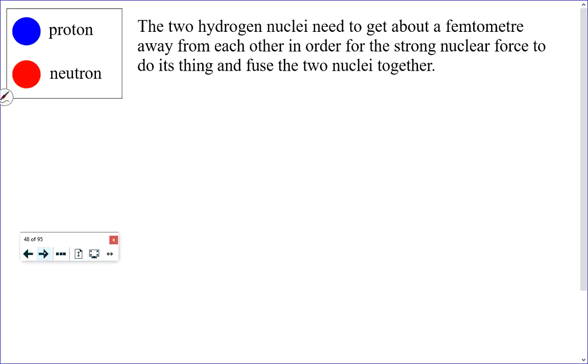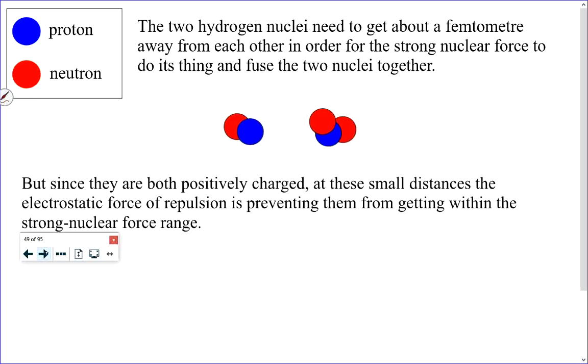Why do you suppose it's difficult for us to get hydrogen to fuse? The hint is kind of up there. They need to get within a femtometer for the strong nuclear force to attract them. But right now they're positive, and they repel each other. So it's not like I can just dump a whole bunch of hydrogen into a vessel and say, all right, you guys, go, join together. They have to be moving so fast, otherwise they just repel away from each other.